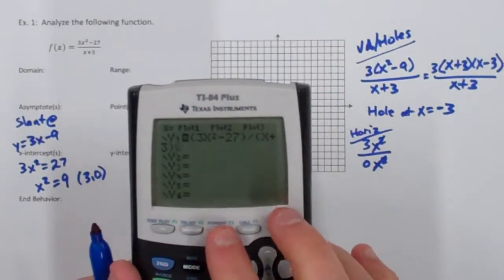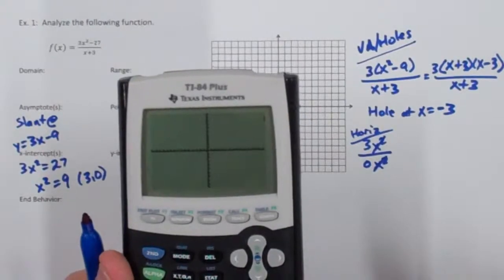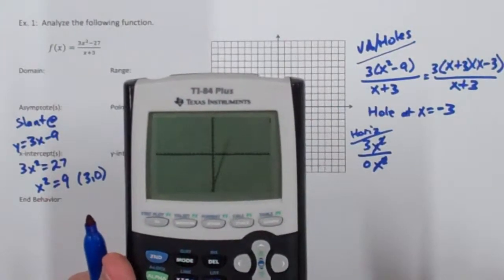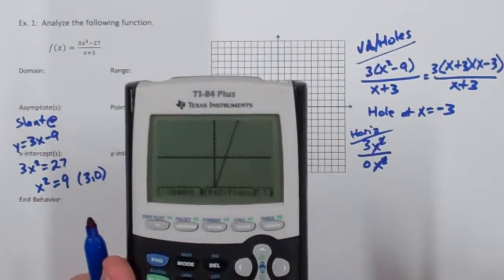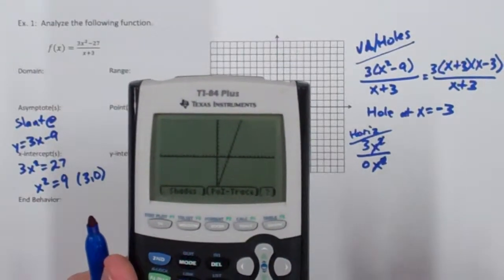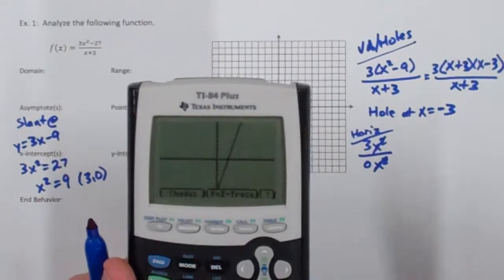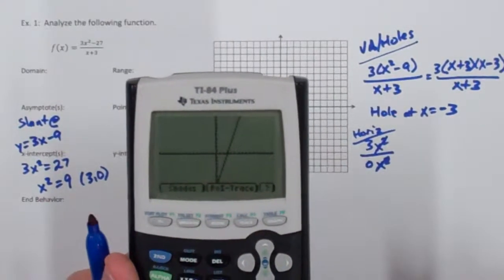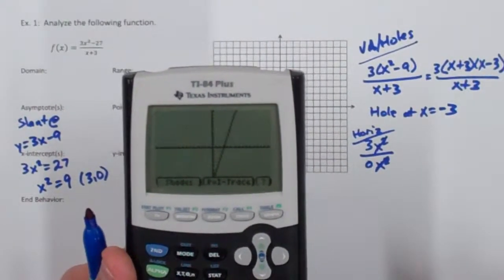And now we're just going to go graph, and this will be the standard viewing window, but it's also squared up. So if you do zoom 6, and then you'll see a graph, and you can do zoom 5, at least on the TI-84, and that'll just make sure your tick marks are spaced evenly apart. So this is what the graph looks like.